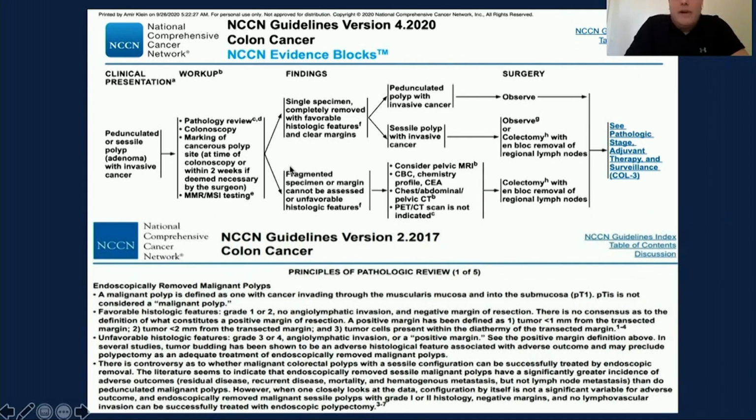However, if you have a fragmented specimen or the margins cannot be assessed because the polyp was torn or the edges are burned by the diathermy, then you need to complete oncological evaluation and go on to colectomy.